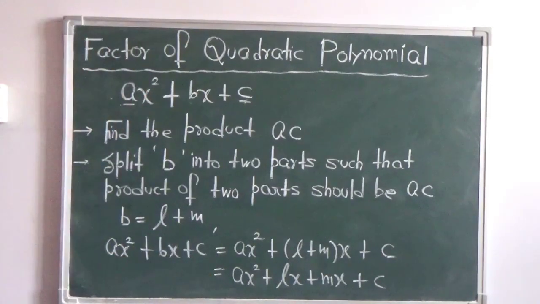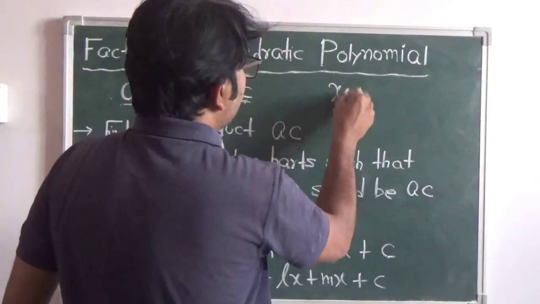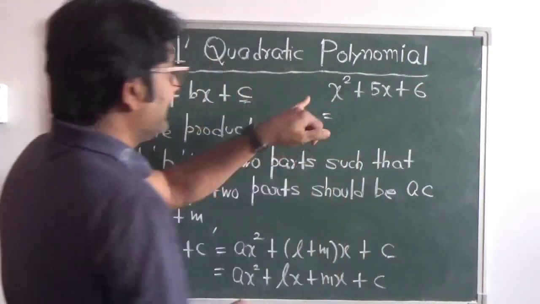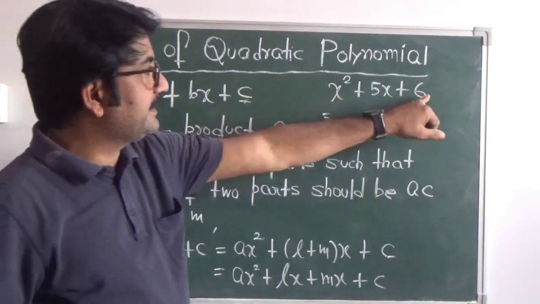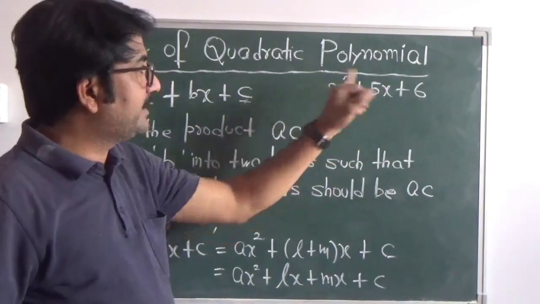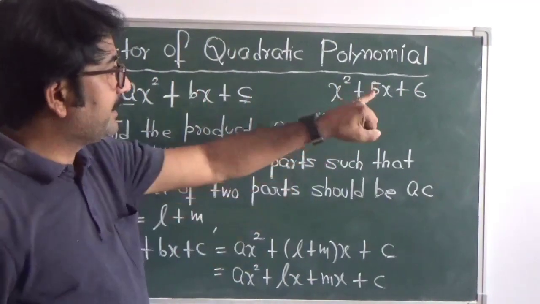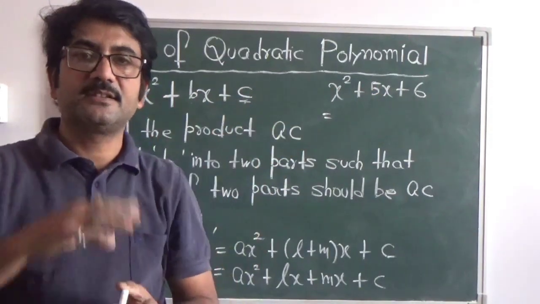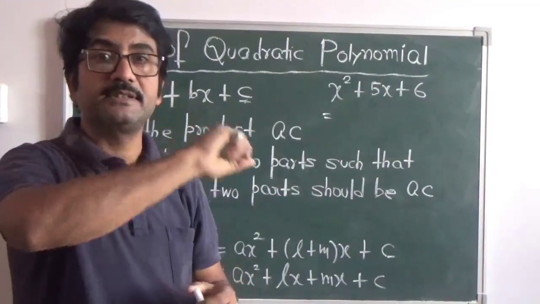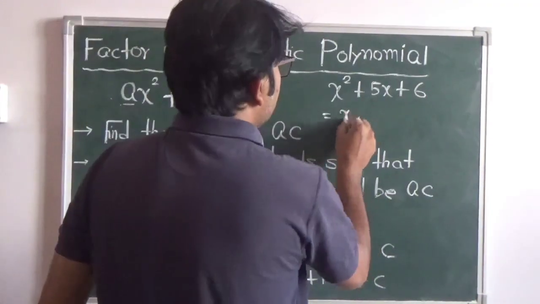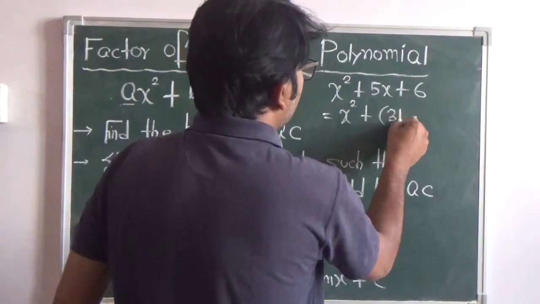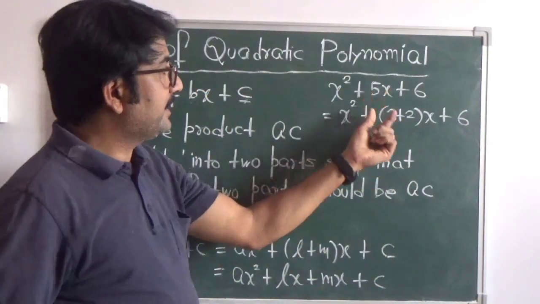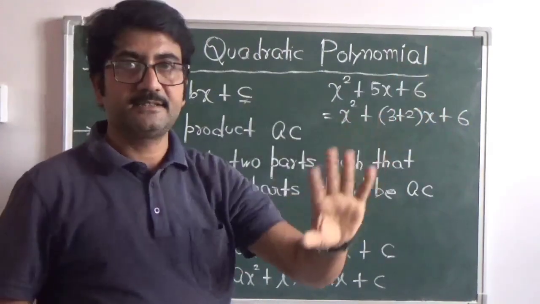So I take an example. It is x square plus 5x plus 6. Now what is a? a is 1. What is c? It is 6. So 1 into 6 is equal to 6. And the middle term b is 5. So you have to split 5 in such a way that the product of those two numbers is equal to 6. So you can take it as x square plus 3 plus 2 into x plus 6. So 3 plus 2 is 5 and 3 into 2 is 1 into 6, that is 6. So it is done.